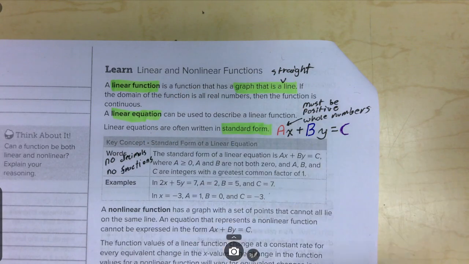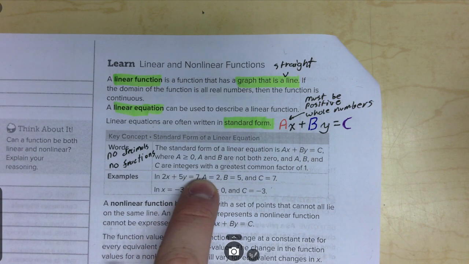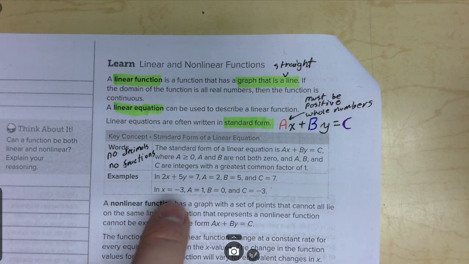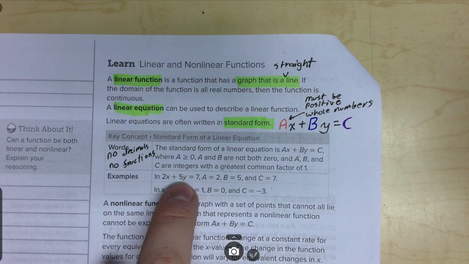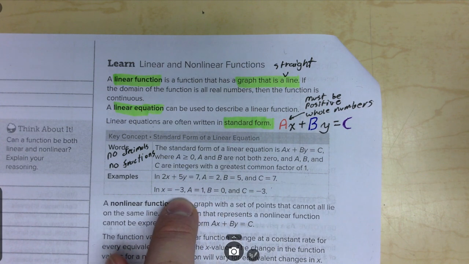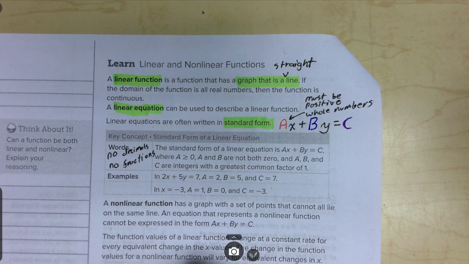Examples, we have 2x plus 5y equals 7. A is 2, B is 5, and C is 7. In x equals -3, our A is 1, the B value is 0, removing y from the equation, and the C value is -3. This is where we start having integers of 0 remove things from equations.